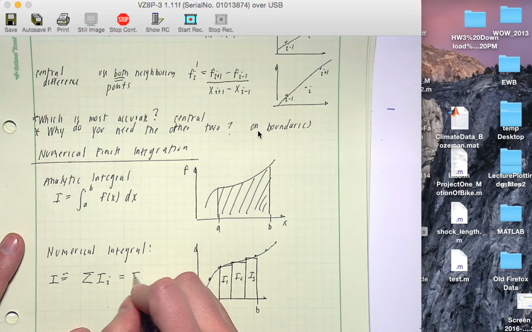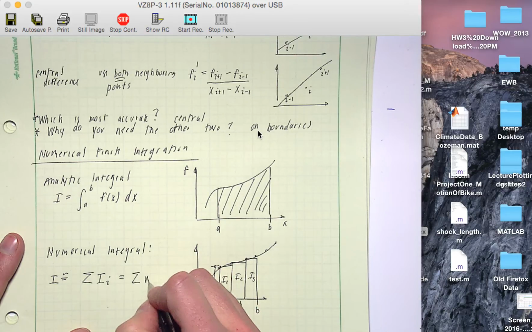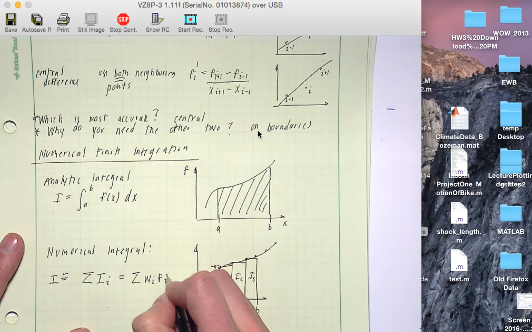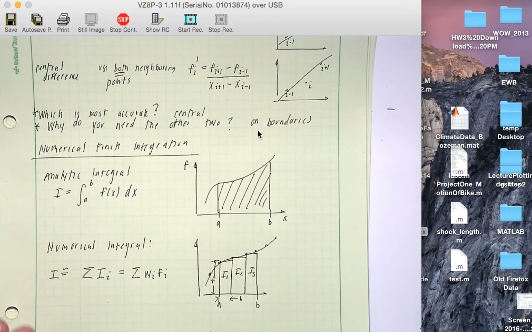Now, how do you actually calculate this area? Well, you know the spacing is h, right? And you know that the height is its function value. So you can easily approximate that area in a million different ways by just taking some width and multiplying it by some function value. Now, how you choose those is what makes up the different integrals.